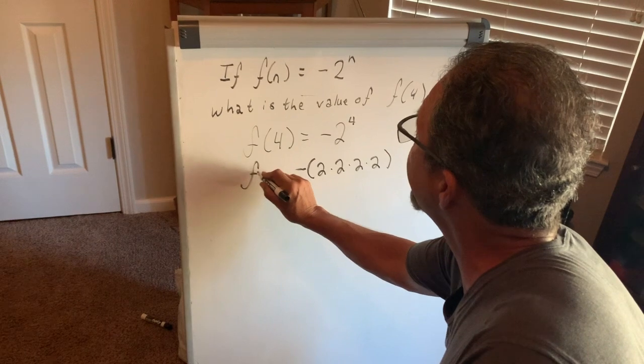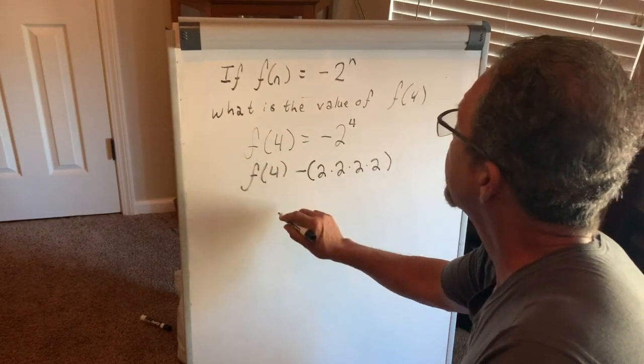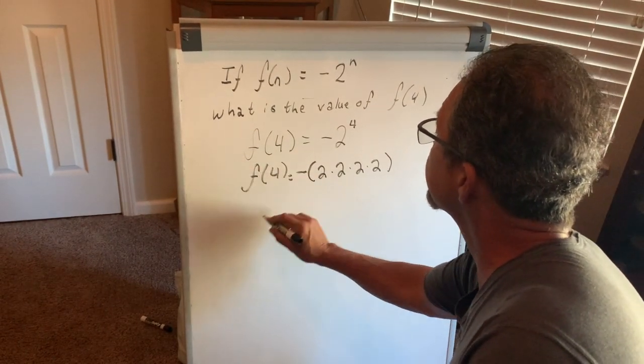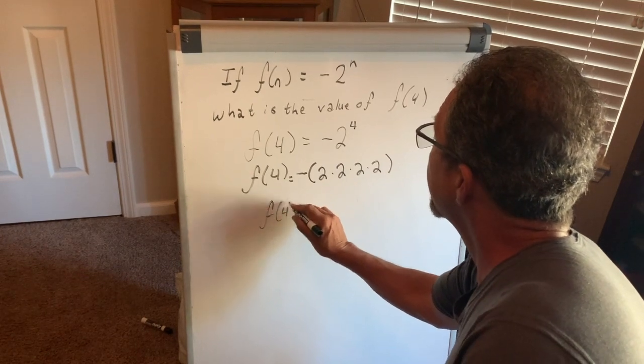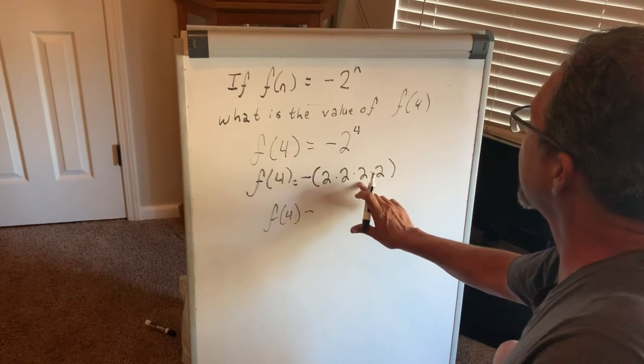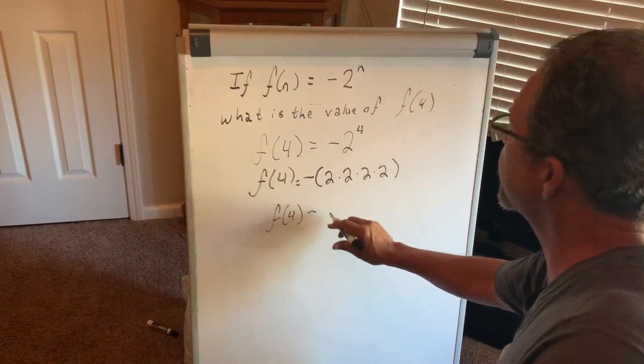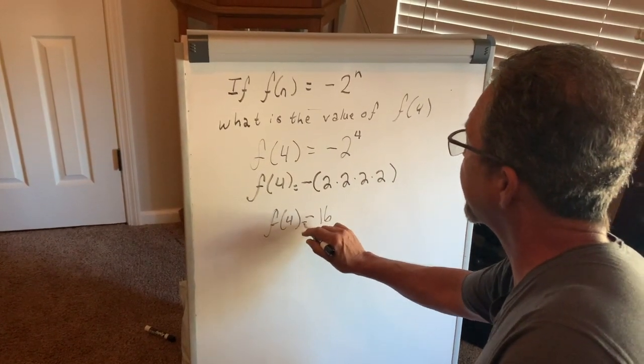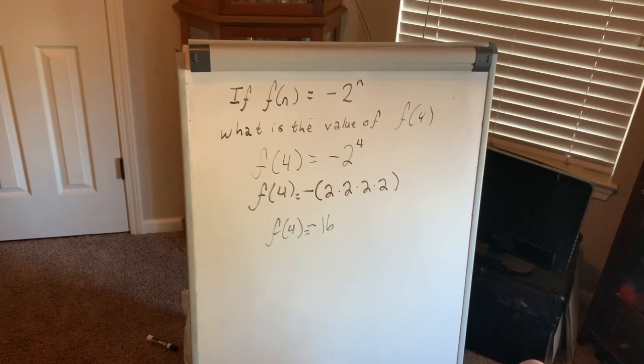So, f of 4 is equal to negative 2 times 2 is 4, times 2 is 8, times 2 is 16. F of 4 is equal to negative 16.